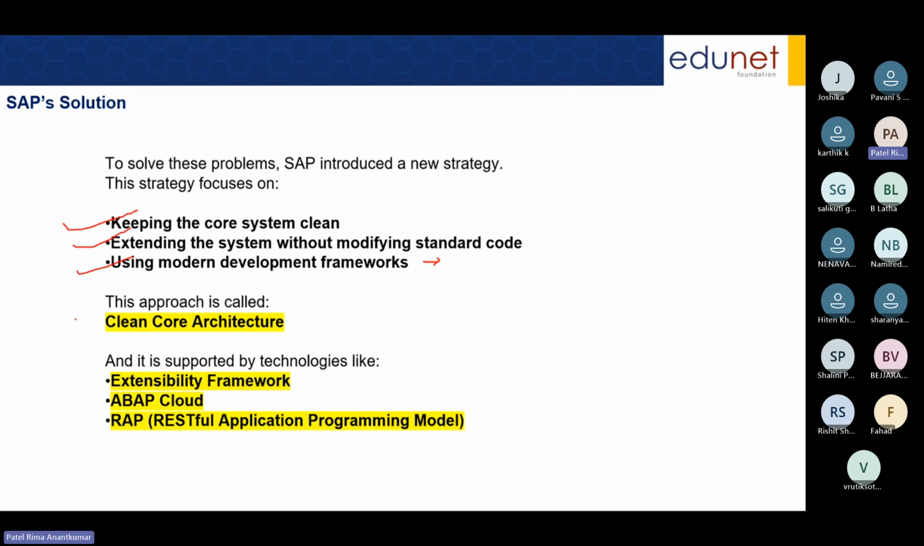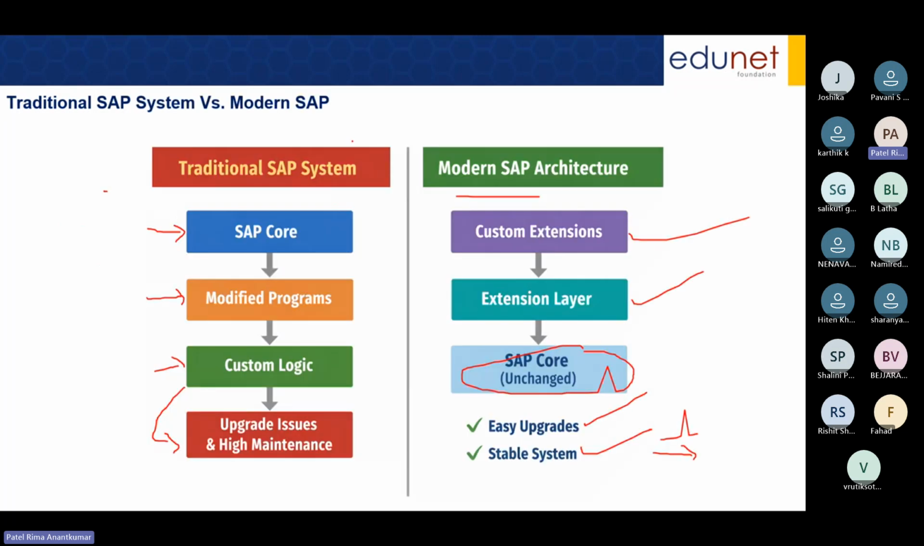This approach is called the clean core architecture. We don't want to disturb the core of SAP, but we still want innovation and customization. That we can do by adding one layer, known as the extension layer, that is custom extensions.